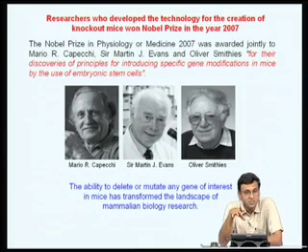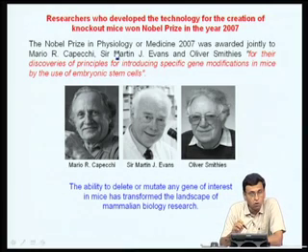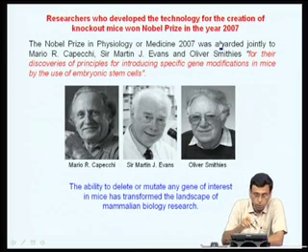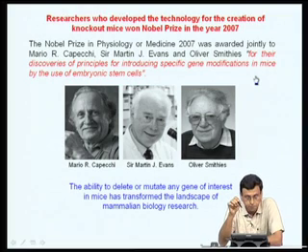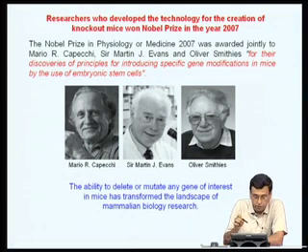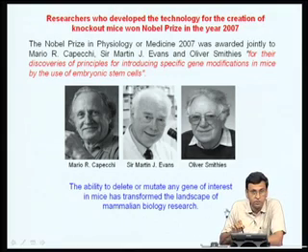Now the topic we are discussing today is very important, because the researchers who developed this technology to create knockout mice won the Nobel Prize in the year 2007. The Nobel Prize for Physiology and Medicine in 2007 was awarded jointly to Mario Capecchi, Martin J. Evans and Oliver Smithies for their discoveries of principles for introducing specific gene modifications in mice by the use of embryonic stem cells. Why were they given this Nobel Prize for this discovery? Because the ability to delete or mutate any gene of interest in mice has transformed the landscape of mammalian biology research.